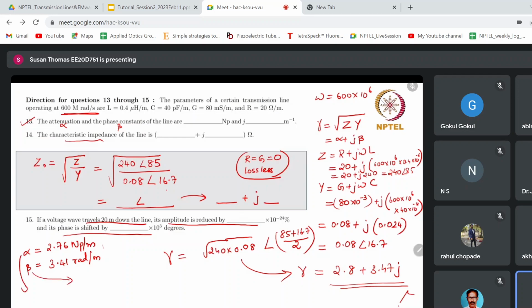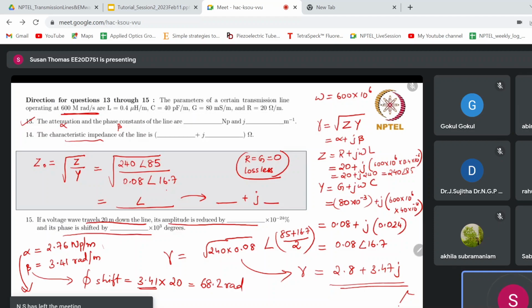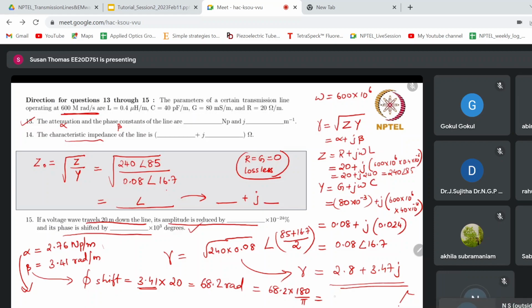So how do we calculate? Simply multiply. So the phase shift for 20 meter will be 3.41 into 20. Remember this 3.41 is in radian. Whatever answer you get will be 68.2 radian. Once you know the radian, you need the answers to be in degrees. Multiply it by 180 by pi. So your final answer will be 3.907 into 10 power 3 degrees.